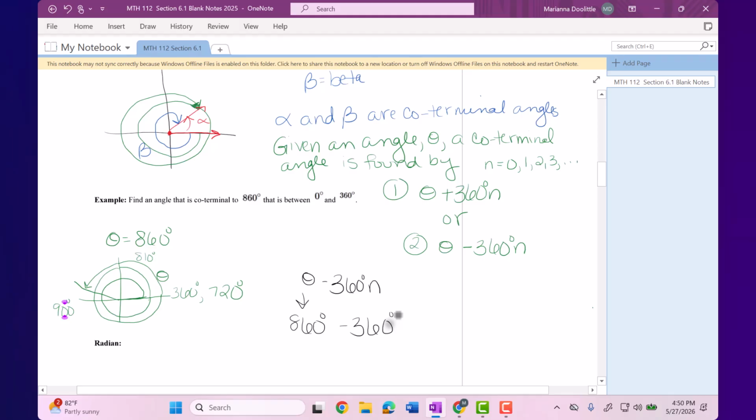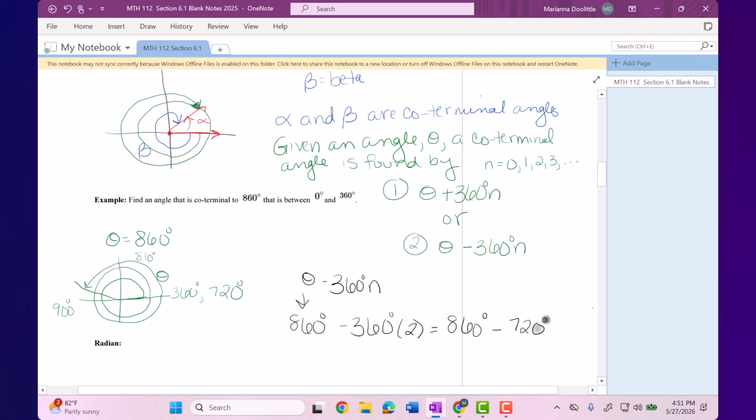If I let n be 0, I'd have 360 times 0, which would get me 860 degrees. That's an angle that's coterminal to itself, not very fun and exciting, and also it's not between 0 and 360. Not very useful. So I can't let n be 0. Let's try letting n be 2 and see if that works. Okay, so we have our 860 minus 360 times 2, oops, that should be a minus, not a plus. 360 degrees times 2 is 720.